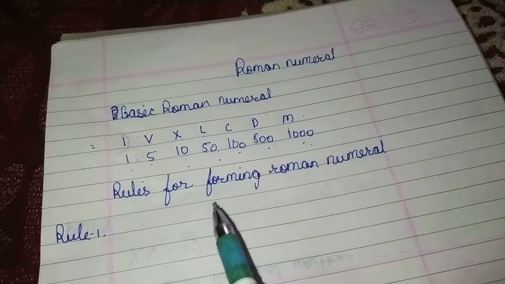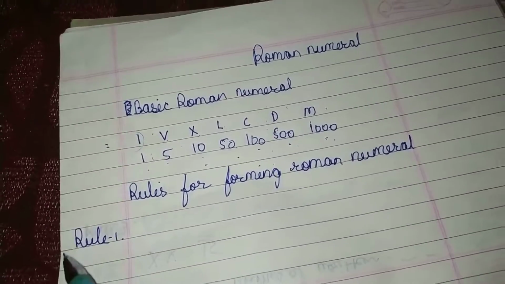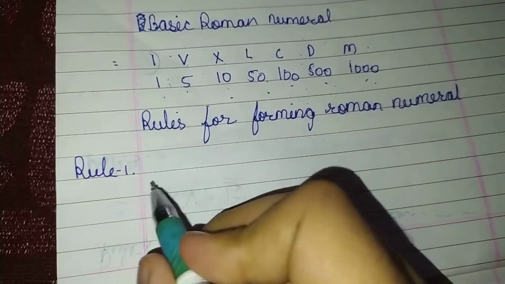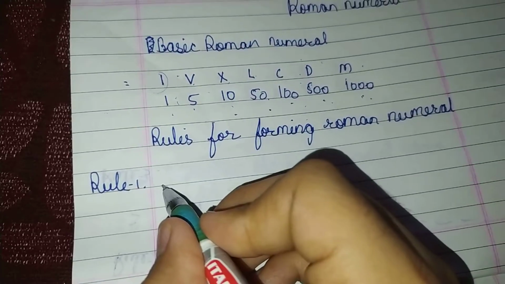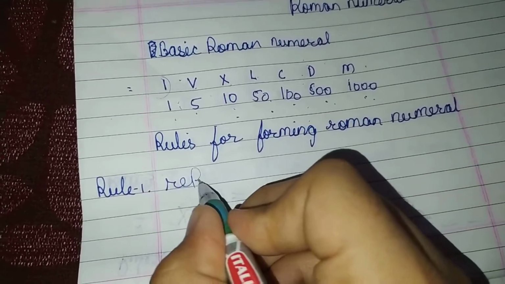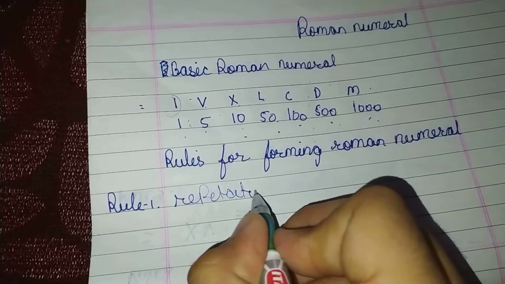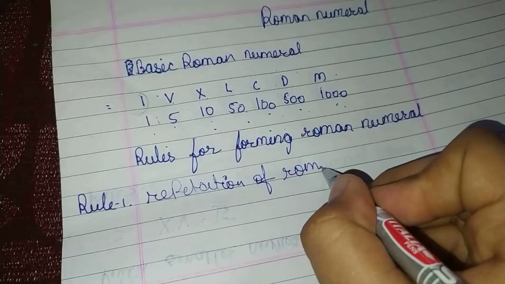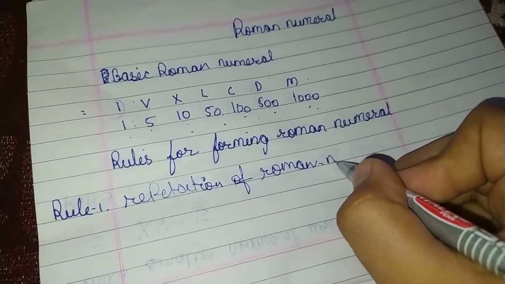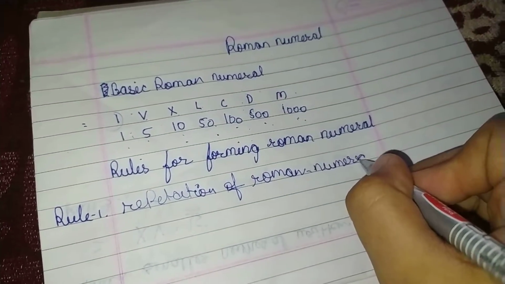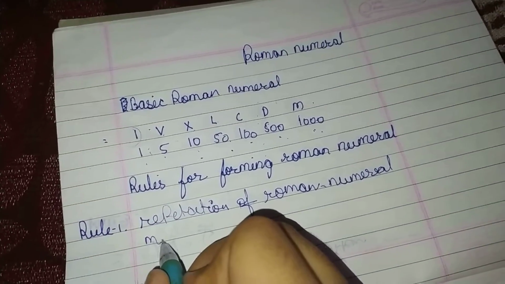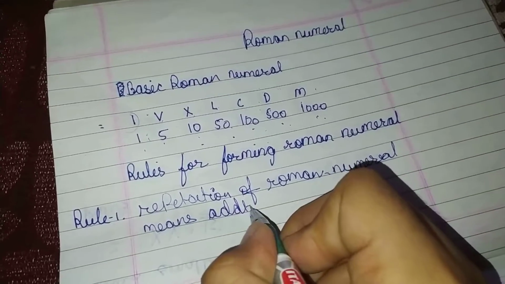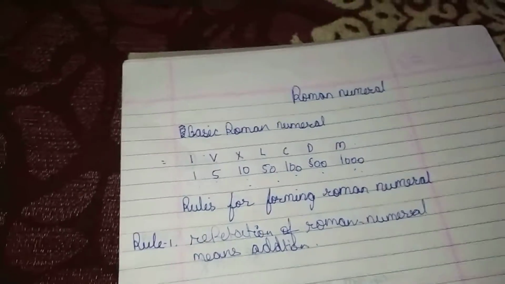Now rules for forming Roman numerals. There are a total of 4 rules. The first rule, rule 1, is repetition of Roman numeral means addition. Simple rule it is.